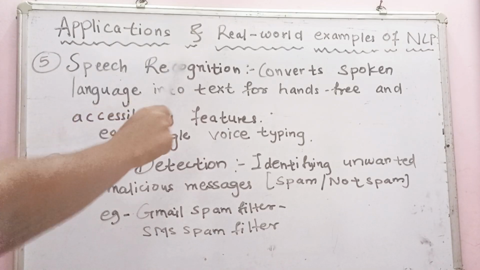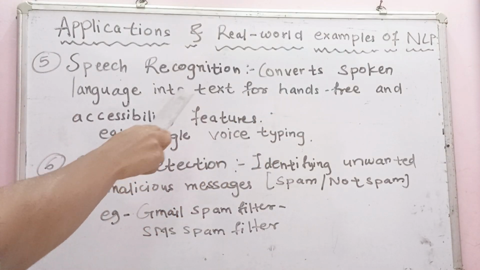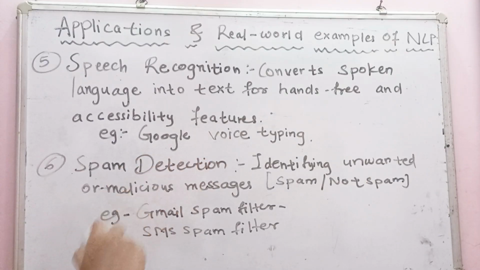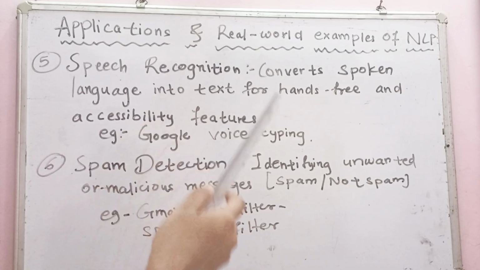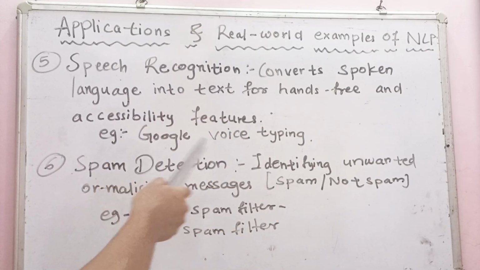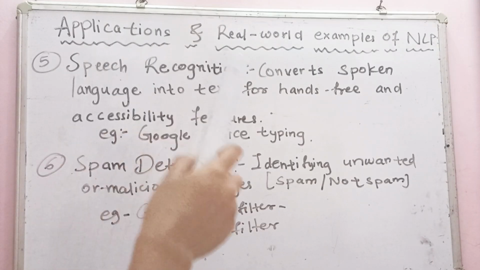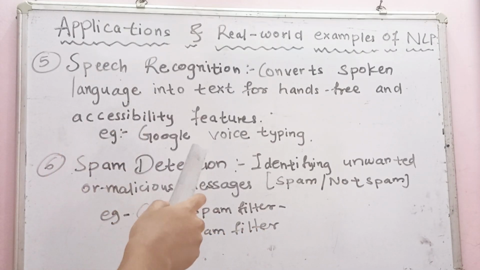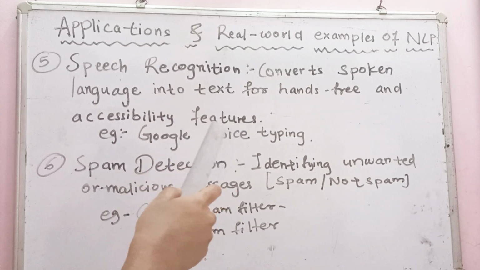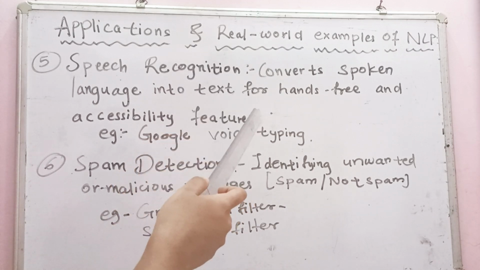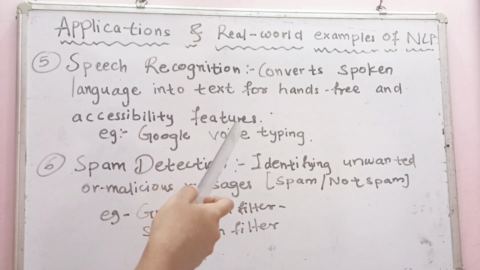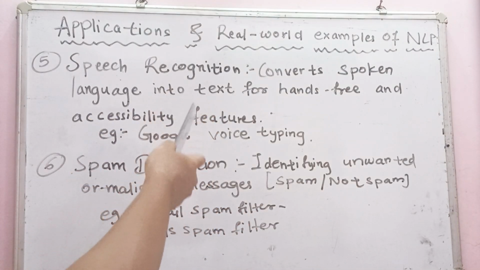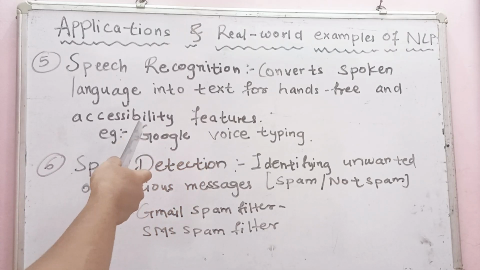The next point is speech recognition. It converts spoken language into text, for hands-free and accessibility features. What does speech recognition mean? It will convert the spoken words into text and then give the result. For example, Google voice typing. The user will speak something and it will convert into text. By speech recognition, it is time saving. Instead of typing, the user can just search by voice. Also, users who are unable to type can use this speech recognition application. It will be helpful for them.